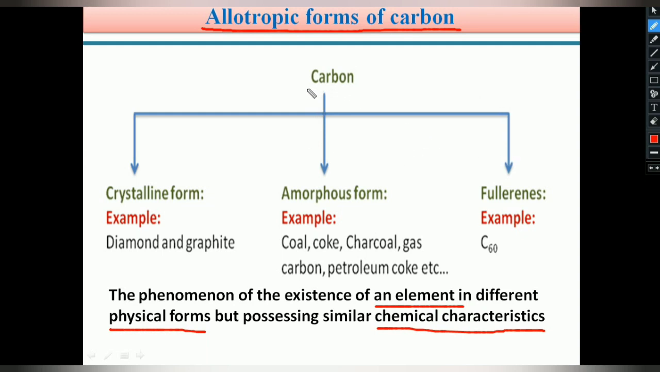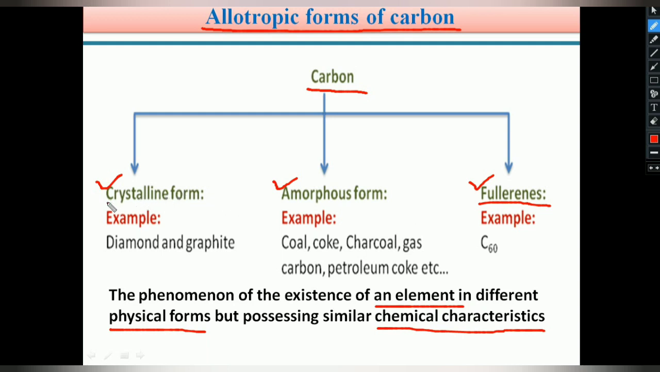The allotropes of carbon are generally divided into three categories. First one is crystalline form, second one amorphous form, third one fullerenes. Crystalline form, amorphous form, and the new one is fullerenes. We can see in detail one by one.